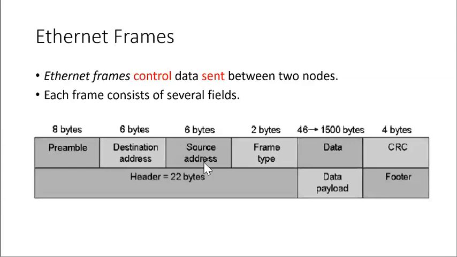Then you have the source address, which is unicast, that means only one computer will be sending. The source address is the device that is sending this frame. Again, it is 6 bytes. Then you have the frame type, with 2 bytes. The frame type defines the type of frame.